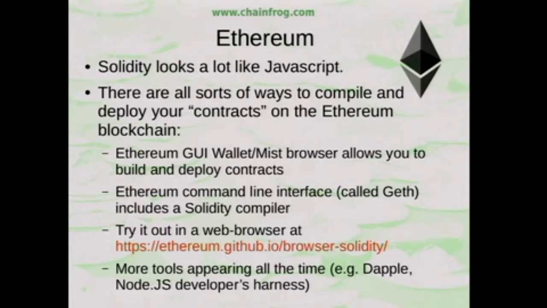There are a whole bunch of different tools out there at the moment, and they seem to be creating more every month. The wallet for the cryptocurrency can be changed into a browser, and you can actually build and deploy contracts, scripts using that. If you install an Ethereum peer, one of these miners, on your machine, you get a command line interface called Geth, and it actually has a built-in compiler, so you can write your scripts in a text editor and then compile them with the command line and deploy them onto the network.